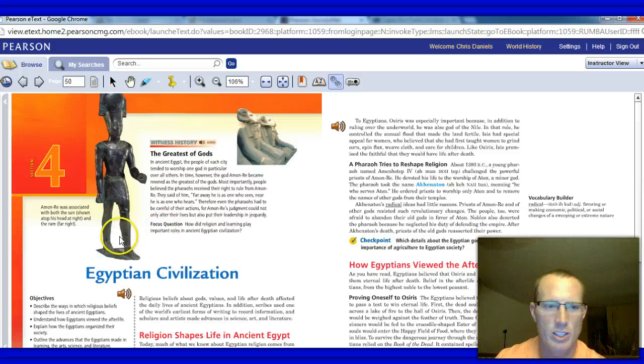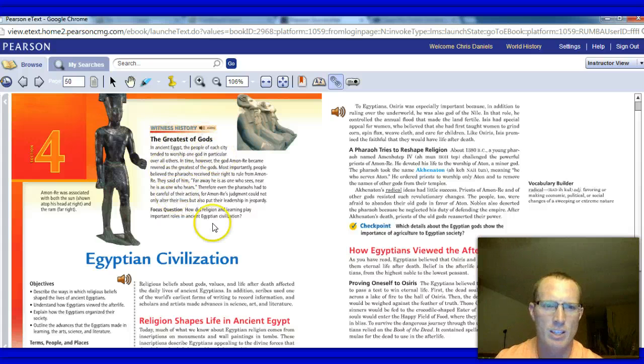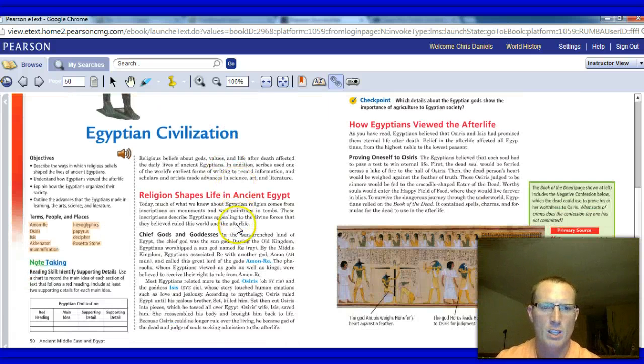As we continue to look at Egypt, we obviously have Amen-Ra, or the sun god, and you see this as R-E or R-A, as we've talked about. Some of the other greatest gods, you can read about them here. Religion shapes life in ancient Egypt. Chief gods and goddesses, a great place to look for these and listen to their stories is on our web quest on Wednesday.